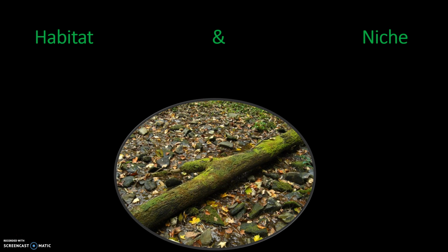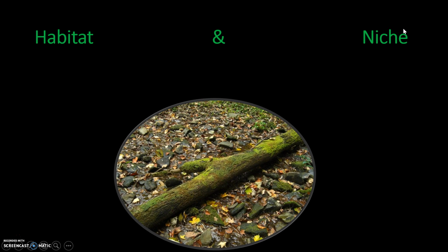Okay, so let's go over a habitat versus a niche. Simply put, and we've heard this before, a habitat is an organism's home, its residence, where it dwells, where it lives, where it spends its days. The niche, on the other hand, is its role or job, or what it's doing in that home.